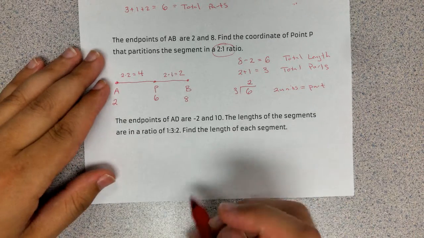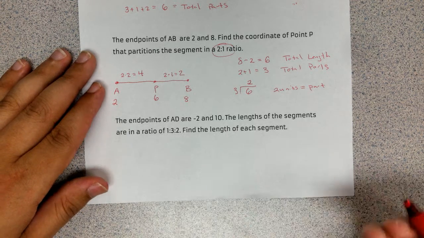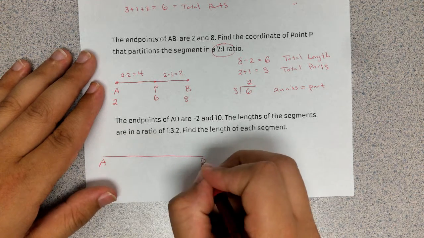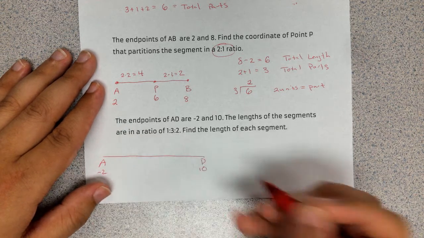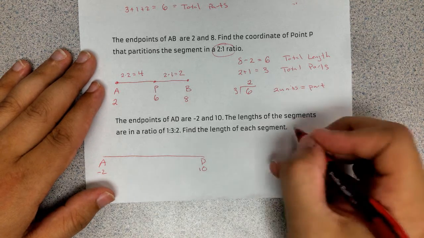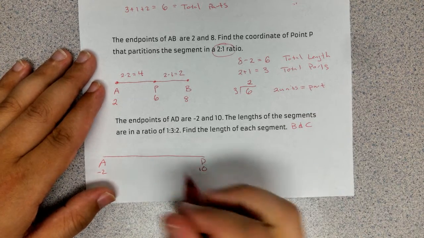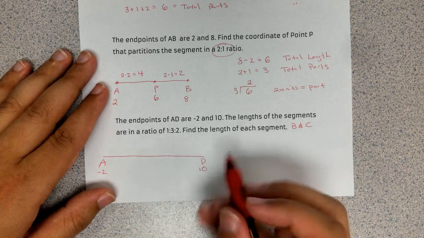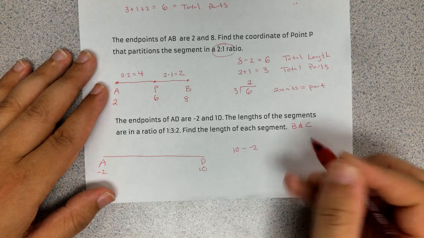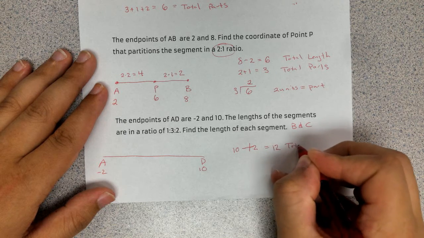Okay, this last one here, the endpoints of A and D are -2 and 10. The lengths are in a ratio of 1, 3, 2. Once again, I draw my picture because I wasn't given one. I have A and D located at -2 and 10, and I need to find the length of each segment. So we're going to say segments B and C. We're just going to add that part since I didn't make it into the notes, but it's there. Once again, total length: we take 10 and subtract -2 from it, which means we get a big plus because of the double negative, so 12 total length.